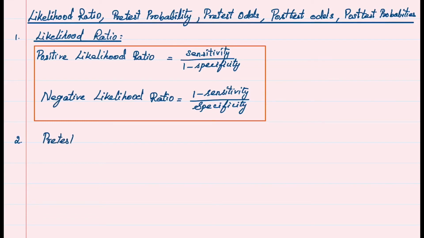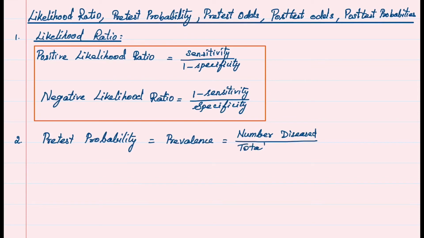And pretest probability is the prevalence we know. And prevalence formula is number of people those who have the disease divided by the total number of people. Number of people those who have the disease is the first column, TP plus FN, divided by the total population, which is TP plus FP plus FN plus TN.